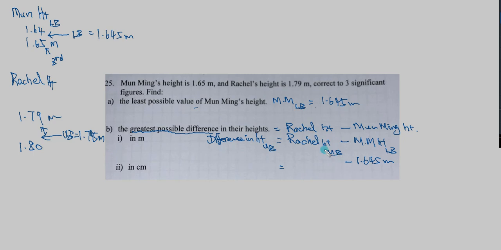Now, to obtain the value in meter, I just need to substitute Rachel's height, which is the upper bound, 1.795. If I subtract these two, I should get 0.15 meter. That's the answer. Okay. Now, if you want it in cm, then you just convert this into cm, multiply by 100, you get 15 cm.